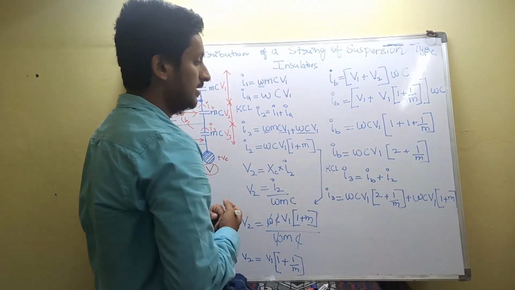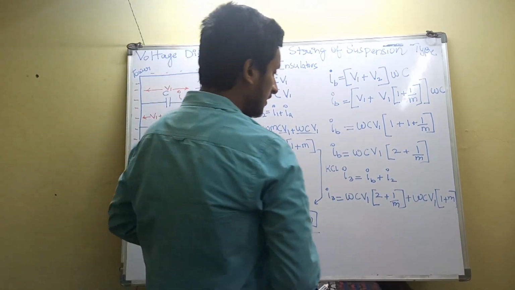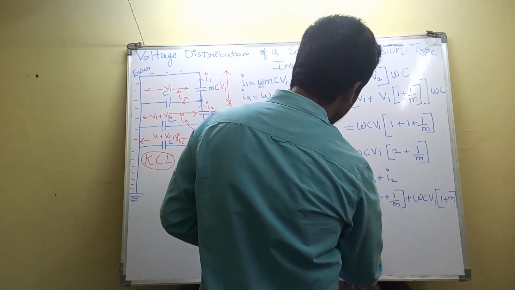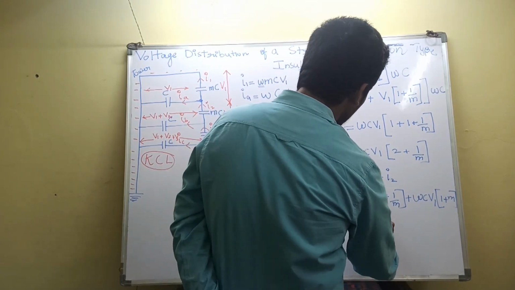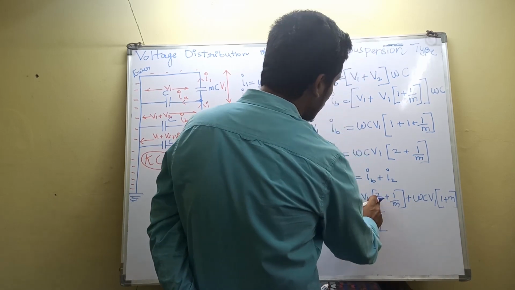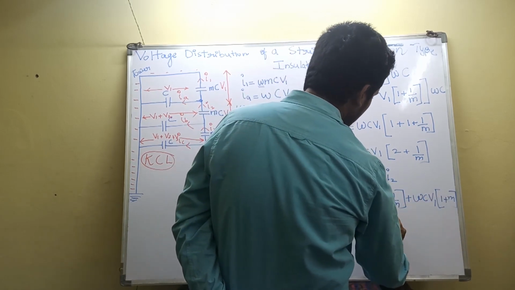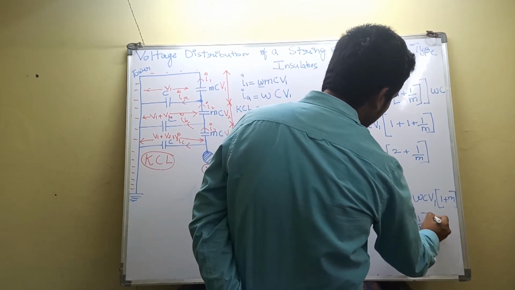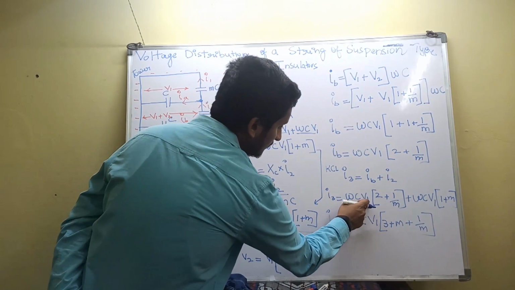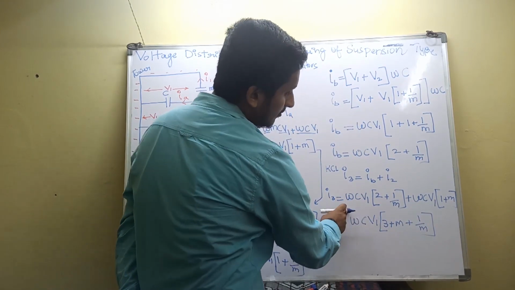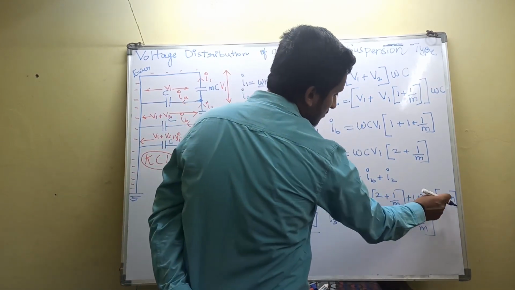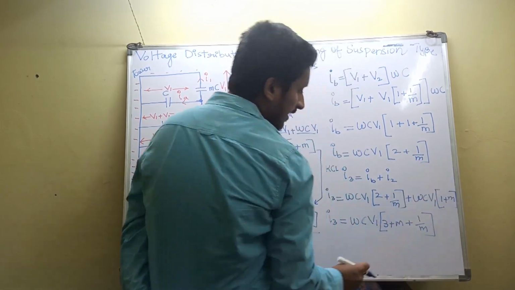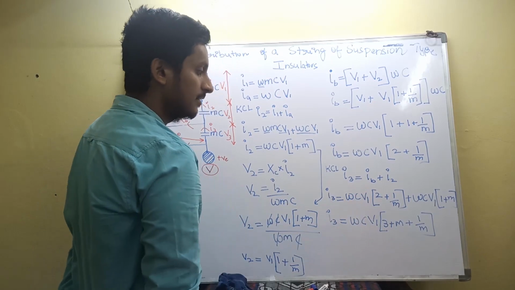So this is the derivation part we are having here. Now again take omega C V1 as common. So I can write I3 is equal to omega C V1 common. So what you will have in the brackets? 2 plus 1 by M plus 1 plus M. So that is equal to 3 plus 1 by M plus M. That is what I have written here.